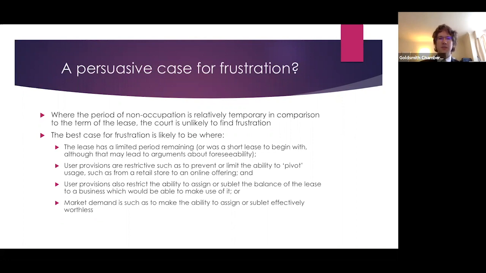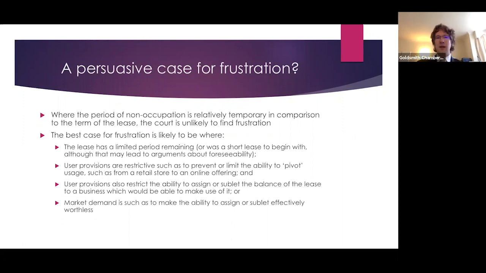The only other point to make is that even if you do have the ability to assign or sublet the balance of the lease, if you can argue that market demand is such as to make that ability to assign or sublet effectively worthless or pointless, that also is going to go towards arguing that you no longer have any value in your lease and that it is therefore frustrated.